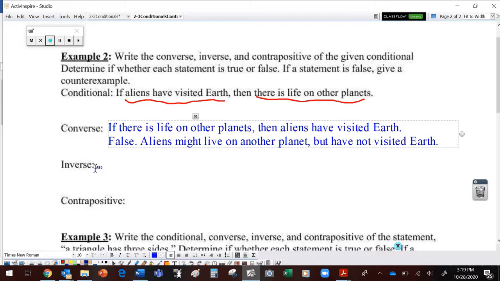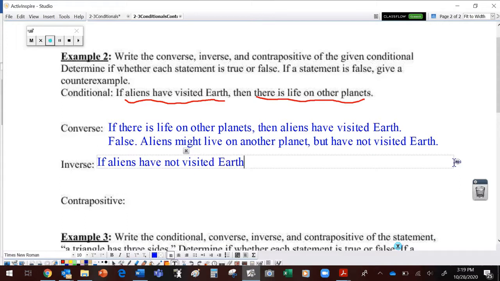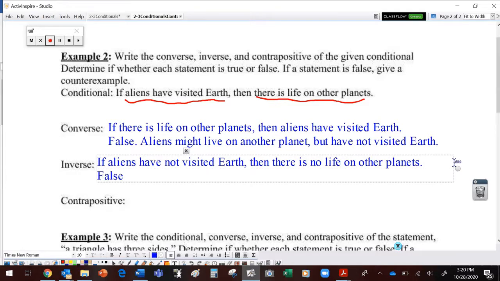Okay, now the inverse. We take that original statement, and for the inverse, we negate both of the original statements. So if aliens have not visited Earth, then there is no life on other planets. Okay, and this is suggesting that if they have not visited Earth, then there can't be life on other planets. They're saying that if there's life, it has to have visited Earth. And that's not necessarily true, for the same reason as above.